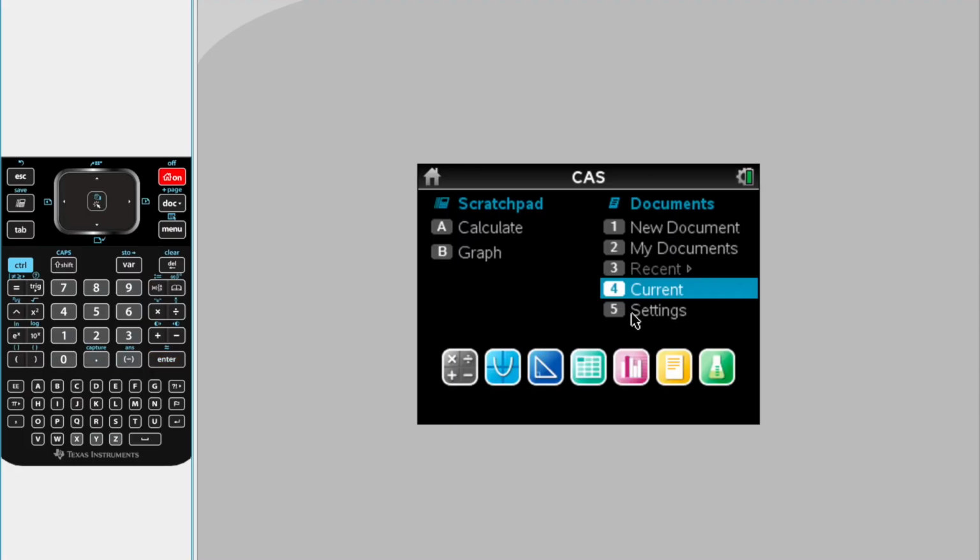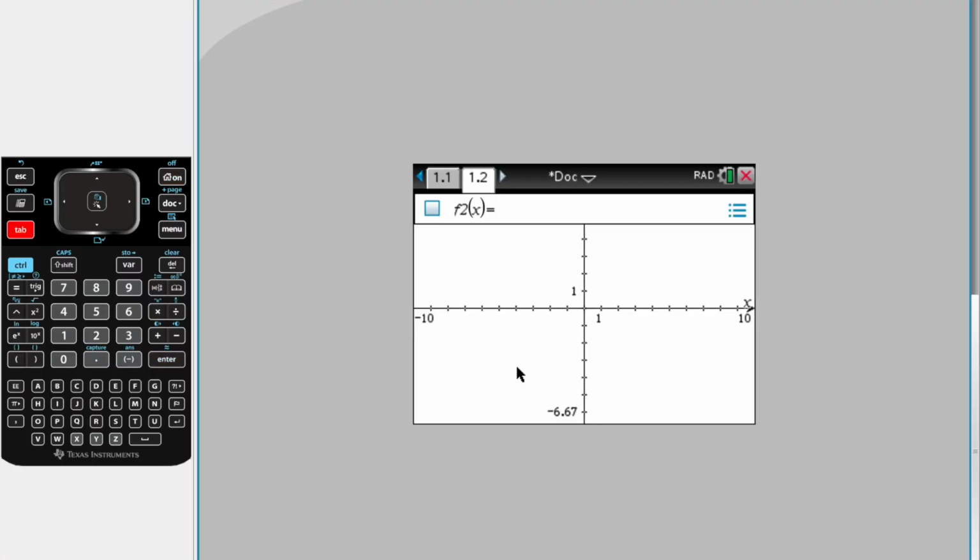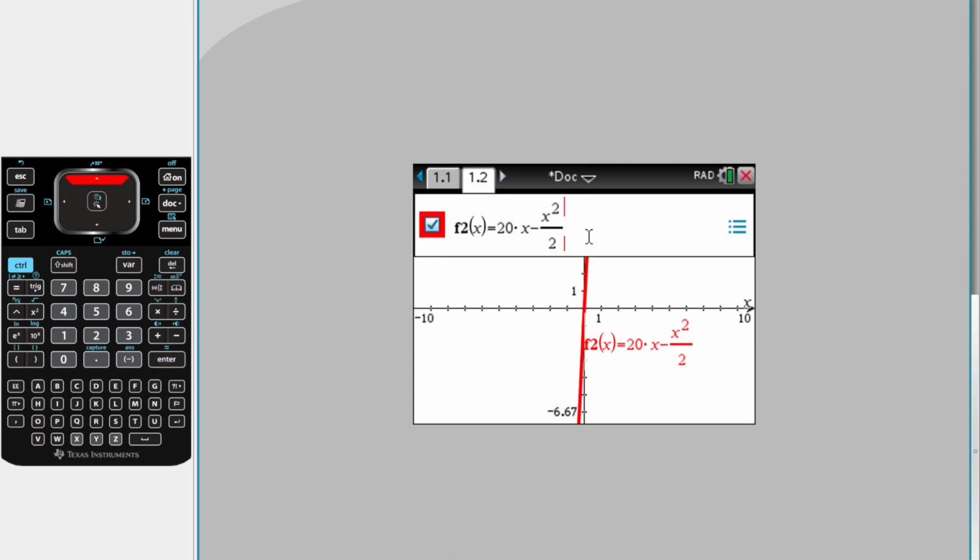Okay, so we're going to go to Home and we're going to go to the Graphs page and I'm going to press Tab and it'll take me to F2, because if I go to F1, it's the equation I had previously. Now, F2 is that area equation that they gave us, which is 20x minus x squared on 2. Now, again, just check that it's become a fraction. I just pressed Tab. Now, you can see that this looks like a line, really.